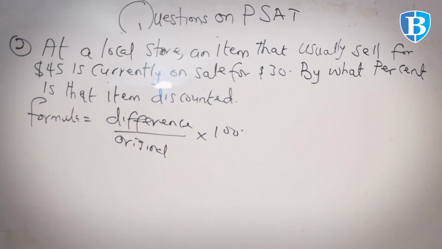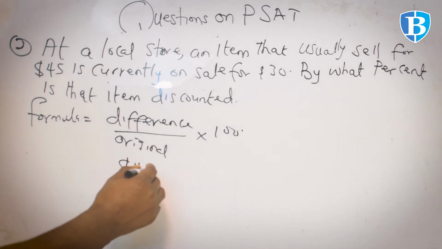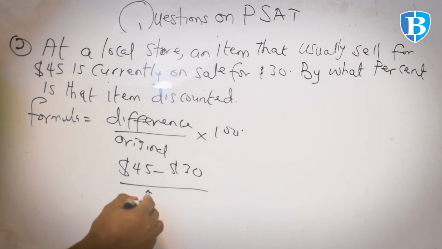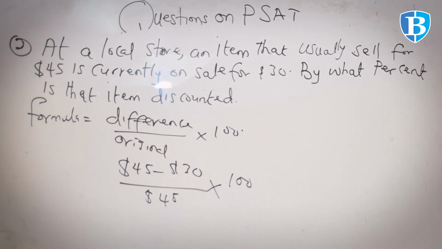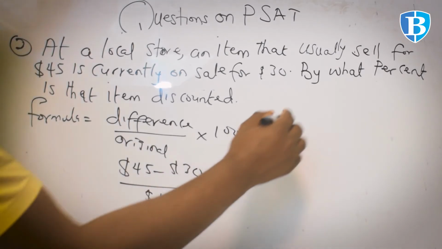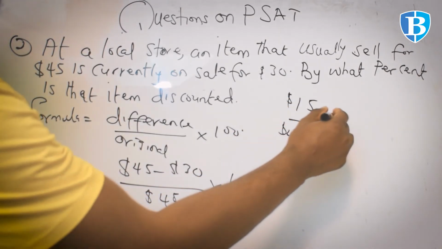After having that, you now need to know the previous price compared to the current price. That is the difference you're going to find. They said the price was $45 before, now it is $30, and the original is $45. Then you multiply by 100. 45 minus 30 gives us $15, all over $45, times 100.